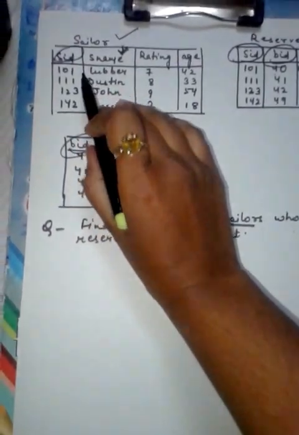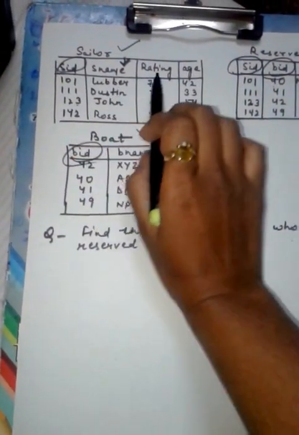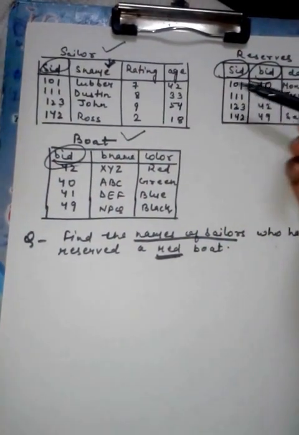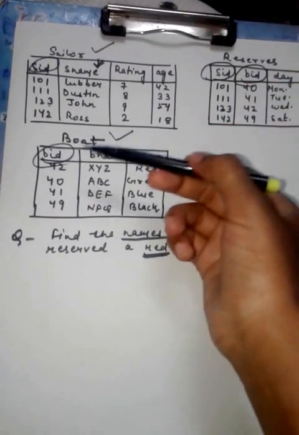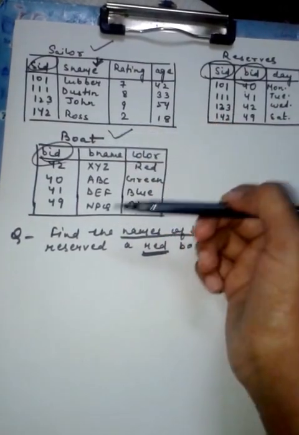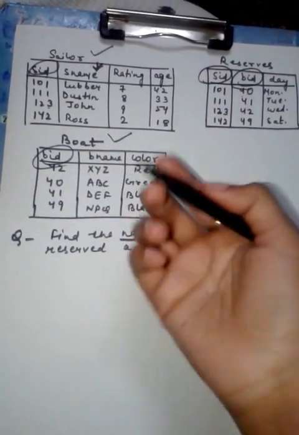The seller table consists of the seller ID, seller name, rating and their ages. And the reserve table contains seller ID, boat ID and day. And the boat table consists of boat ID, boat name and color of their respective boats.